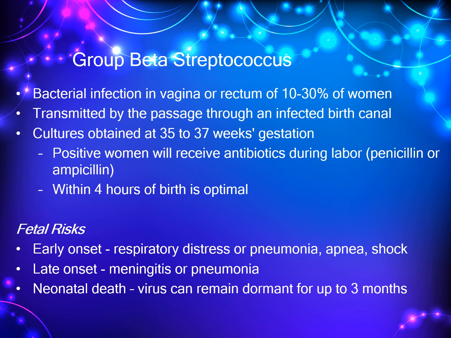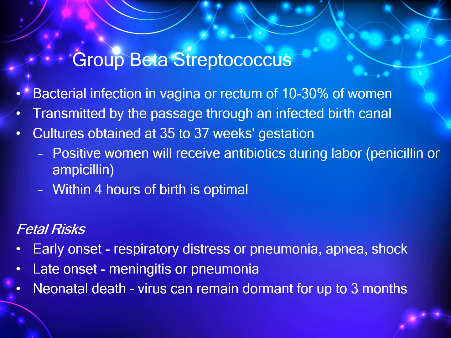Now, screening is done for GBS. We obtain cultures at 35 to 37 weeks gestation, both vaginally and rectally. Women that are GBS positive will receive antibiotics during labor. So she'll get penicillin or ampicillin. If there is an allergy to the cillins, then we can administer clindamycin or erythromycin. These antibiotics need to be given within 4 hours of birth to be effective.